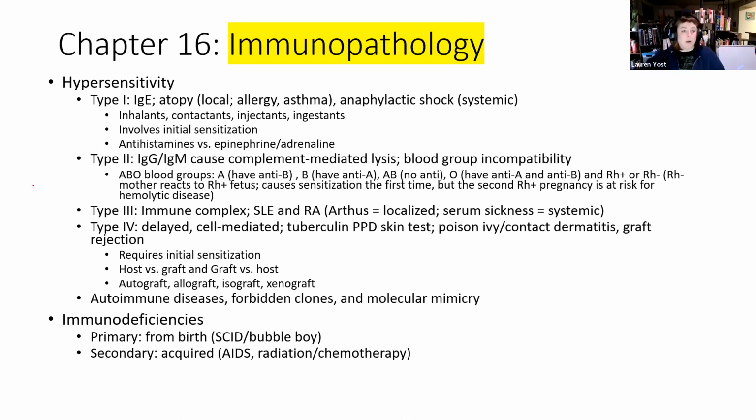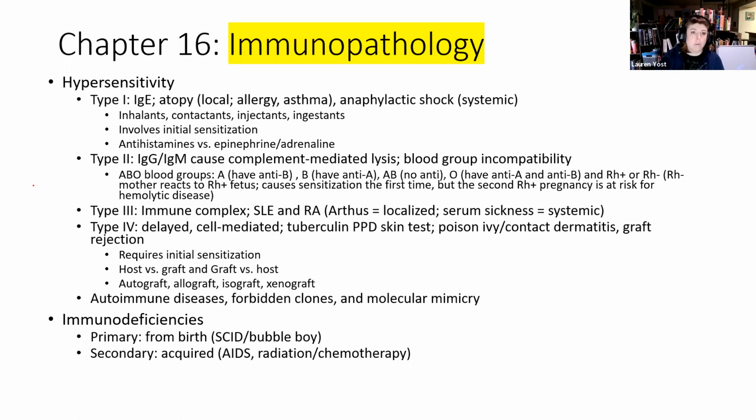Hypersensitivity reactions that we talked about, type 1, type 2, type 3, and type 4. Type 1 is dealing with allergies. That is associated with IgE, that's the antibody associated with that. That IgE produced against whatever your allergen is can have an atopic reaction or an anaphylactic reaction.